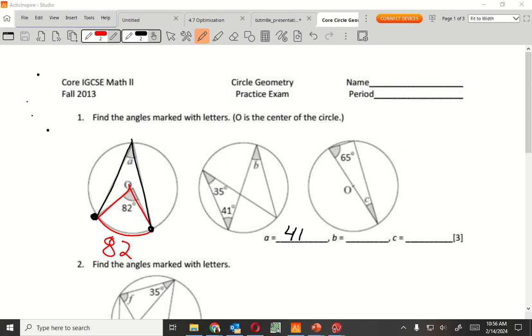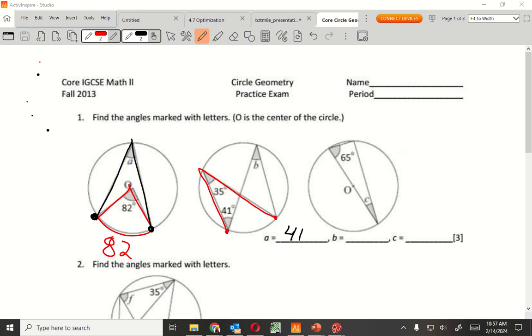Now, we're looking for B. On this next one, we're looking for B. So I'm going to start with here. So this point here and this point here all go with this angle. And that 35, what type of angle is that 35?